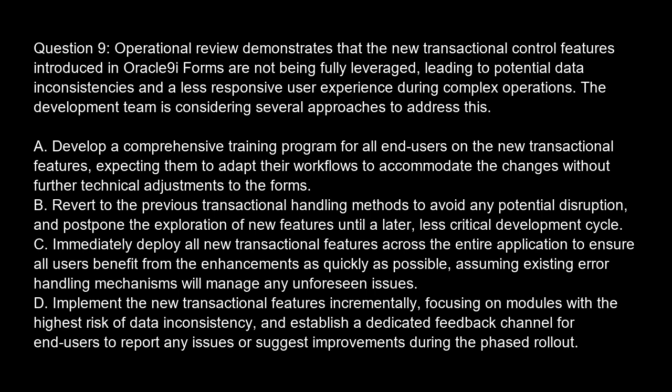Option C. Immediately deploy all new transactional features across the entire application to ensure all users benefit from the enhancements as quickly as possible, assuming existing error handling mechanisms will manage any unforeseen issues. Option D. Implement the new transactional features incrementally, focusing on modules with the highest risk of data inconsistency, and establish a dedicated feedback channel for end users to report any issues or suggest improvements during the phased rollout.